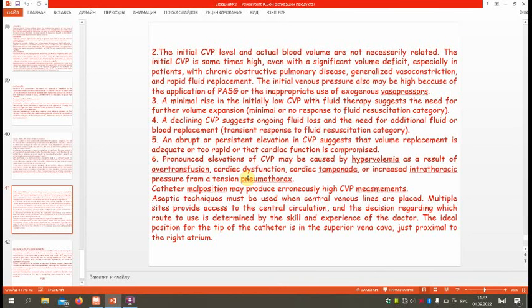Aseptic techniques must be used when central venous lines are placed. Multiple sites provide access to central circulation, and the decision regarding which route to use is determined by the skill and experience of the doctor. The ideal position for the tip of the catheter is the superior vena cava just proximal to the right atrium.